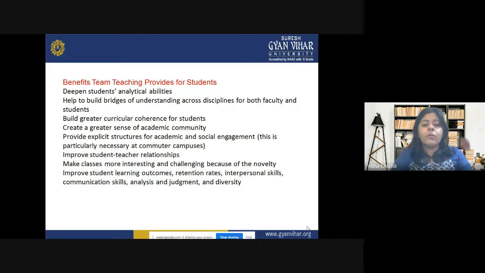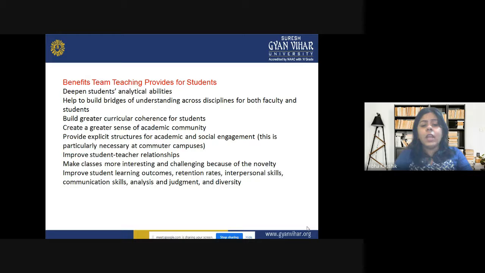Make classes more interesting. It makes a class more interesting as more than two teachers are teaching the same content to the students, and challenging because of the novelty. At the same time, it's a challenge for the teachers to teach through this method because it's a new method of teaching, a new way of teaching.